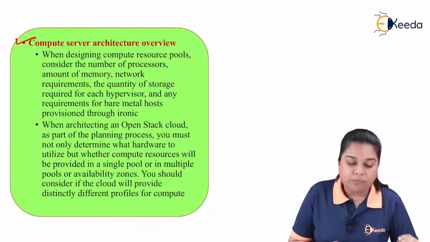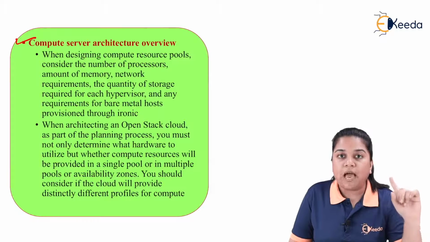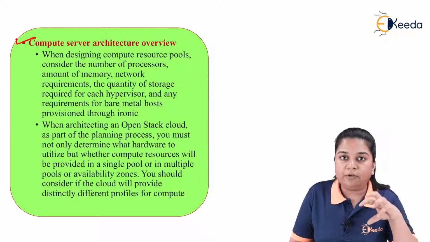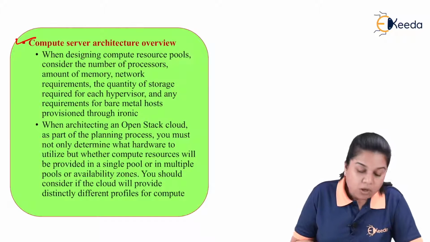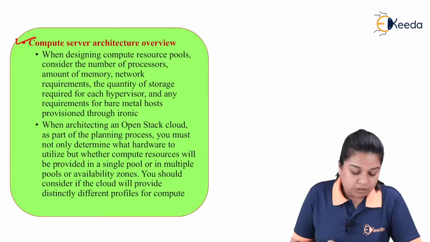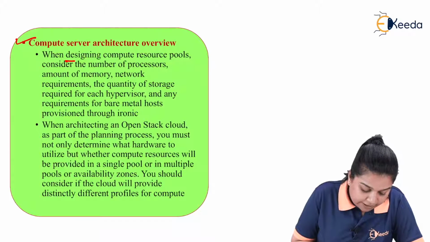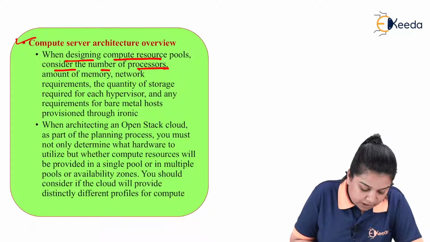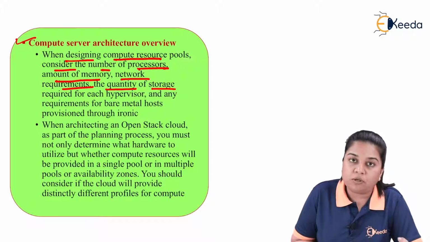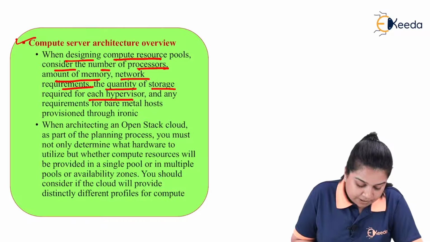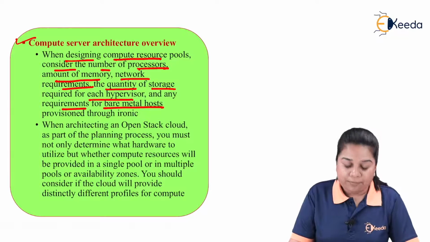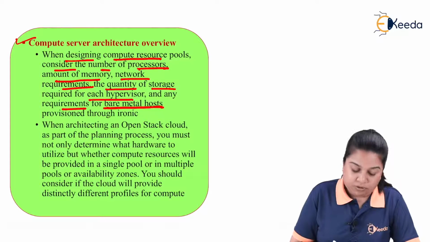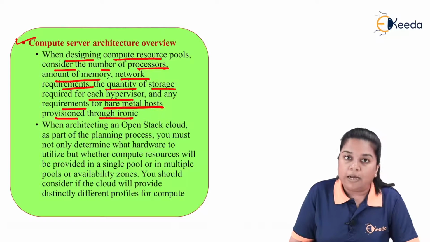Then we have the compute server architecture, which we have known will be in the logical architecture. So what is there in compute architecture? When designing compute resource pools, consider the number of processors, amount of memory, network requirements, the quantity of storage required for each hypervisor, and any requirement for bare metal hosts provisioned through Ironic.